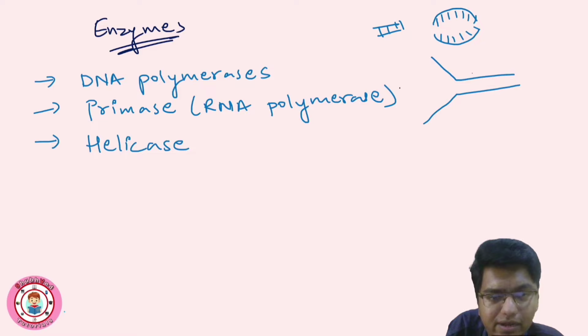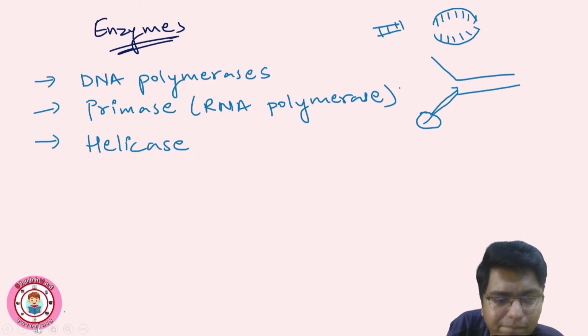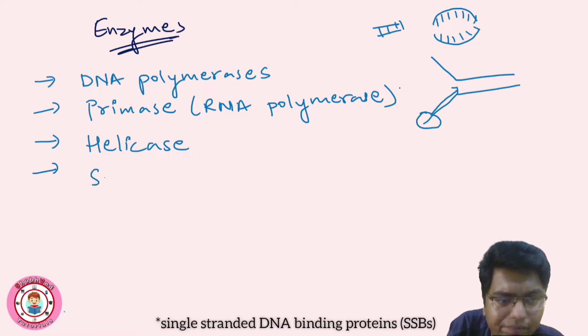The bonds are broken by the helicase. We can imagine this as a ring-like structure. It moves along one strand in one direction, and the bonds are broken, and the replication fork is formed. The helicase function is unwinding of DNA, or we can say DNA melting. Then the next enzyme is the single-stranded binding protein.